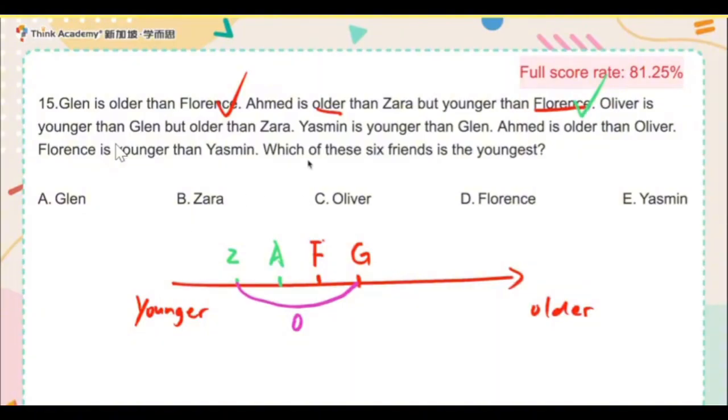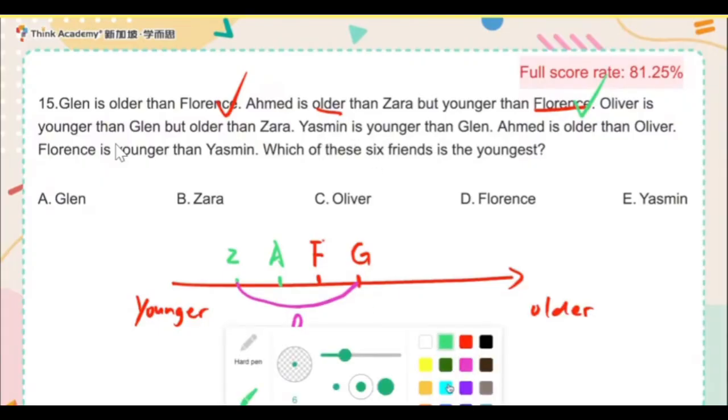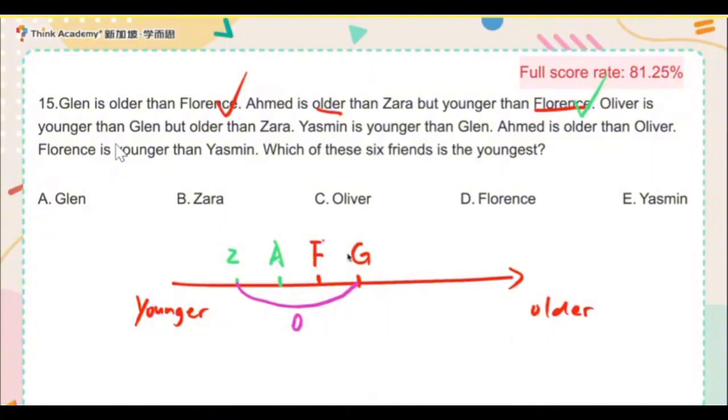And then everyone, let's see. Yasmin is younger than Glenn. And do we know where is it? Seems still don't know, right? Okay, so we leave the clue here. So everyone, we can see. If every time we got the clues, but we still not sure yet, we can skip it first.